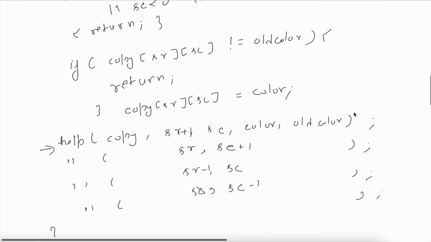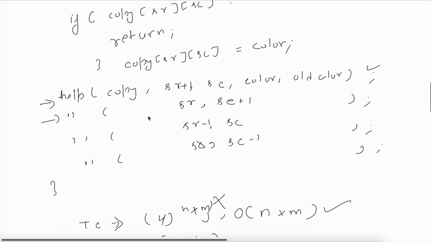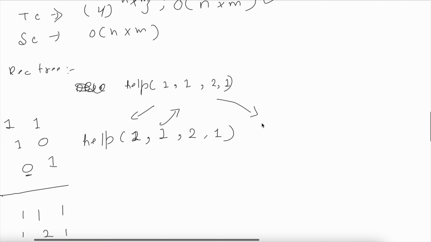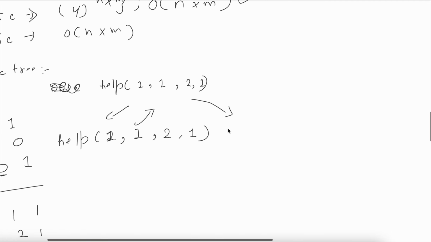Okay, this step ended. Now we will call this step. Here, what is updating? We are updating the column here. Okay, so help 1 comma 2 comma 2 comma 1.